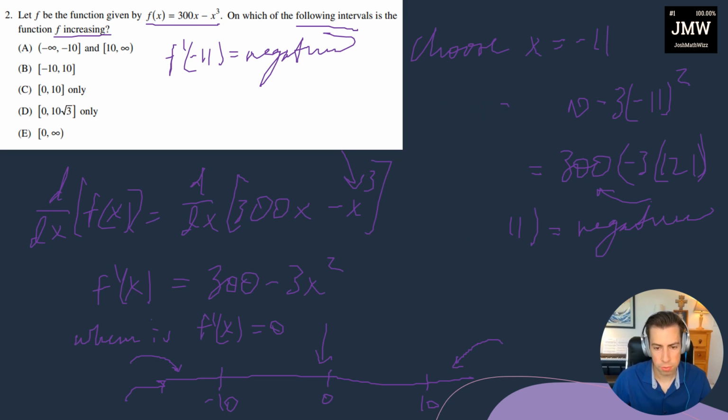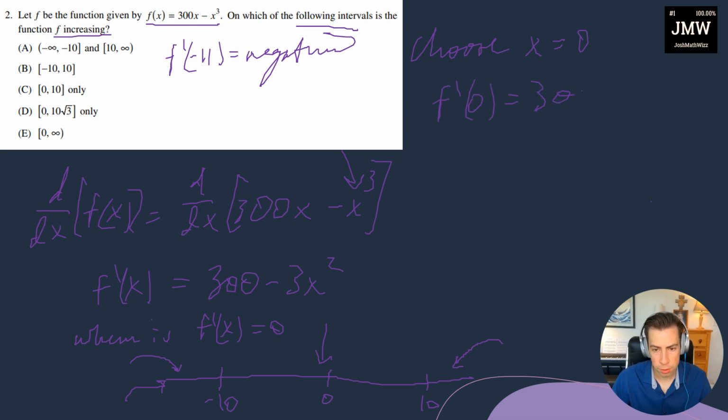Now I'm just going to choose a value for the middle. Since 0 is between those, I can just choose 0, and there's no problem with that at all. So I will choose x equals 0. Now when I do that, I will get f prime of 0 equals 300 minus 0, and so f prime of 0 is positive. 300 minus 0 is just 300, which is positive.